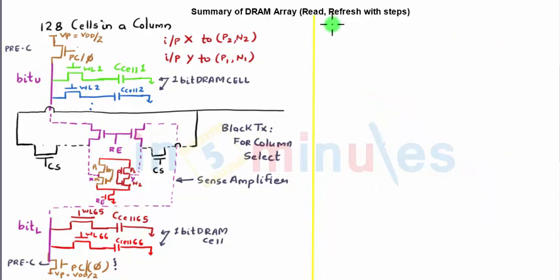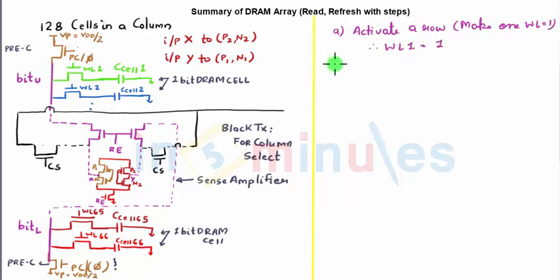So the first and foremost thing one needs to do is activate a row. That means make one word line high. Fair enough. So in this case, what we made was WL1 equal to 1. After that, when I did that, I saw what was present on C cell 1, which was nothing but 1 of VDD. I allowed bit upper to go to VDD by 2 plus delta V, and bit lower to stay at VDD by 2. In short, what I did was I allowed a small difference to get developed.